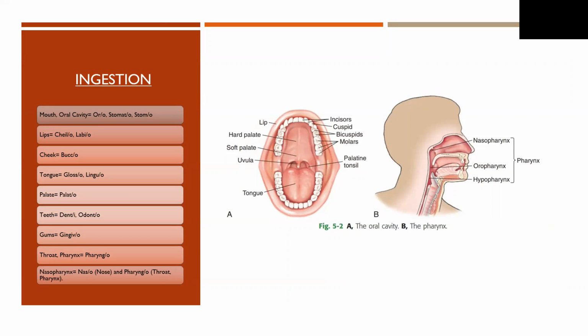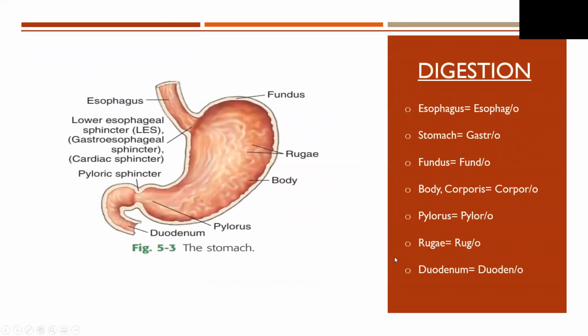Before the bolus can pass into the stomach, it goes through a sphincter. This sphincter surprisingly has 3 names, which include the lower esophageal sphincter, the gastroesophageal sphincter, and the cardiac sphincter. Once the food enters the stomach, this is where the digestion stage begins.